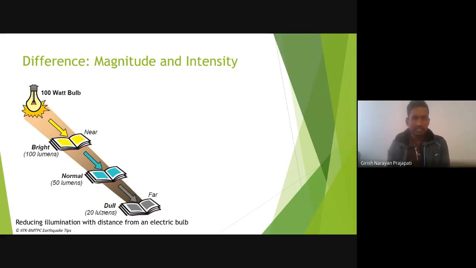So here, the size of the 100 watt bulb is like the magnitude of an earthquake. Where the bulb is present, the size of the bulb is the magnitude of the earthquake. And the illumination at a location, like if you are considering this location, the illumination is 100 lumens, is like the intensity of shaking at that location. It's the intensity at the location. As we go far away from our source, the illumination decreases. The intensity of the light, or intensity of the shaking, is decreasing.